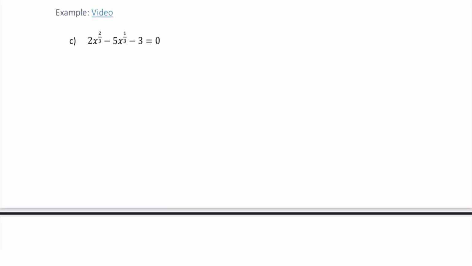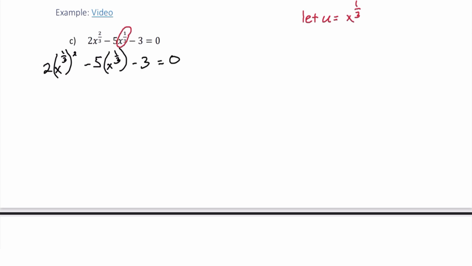Finally, in our last example, we want to let u be x to the 1/3. Start by rewriting this as 2 times x to the 1/3 squared minus 5 times x to the 1/3 minus 3 equals 0. Now we can make that substitution. 2u squared minus 5u minus 3 equals 0.